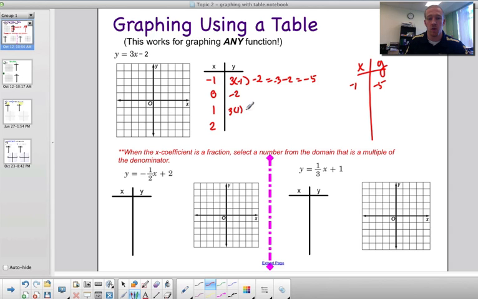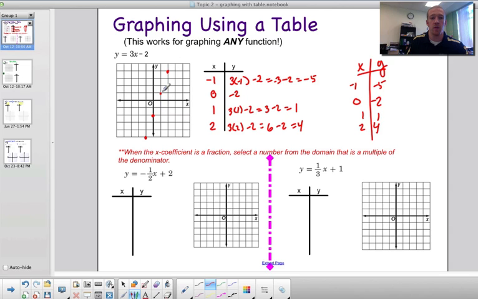3 times 1 minus 2 would be 3 minus 2 equals 1. And 3 times 2 minus 2 is equal to 6 minus 2 equals 4. So my points are (-1, -5), (0, -2), (1, 1), and (2, 4). So I would just plot these.